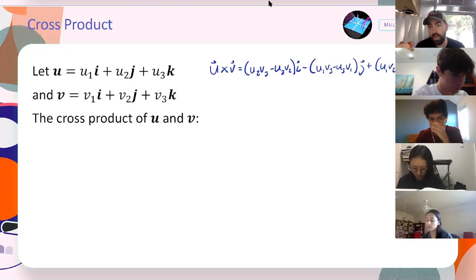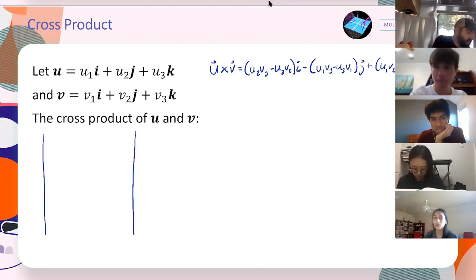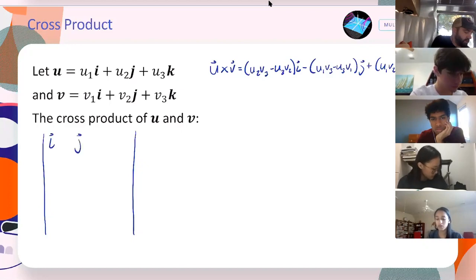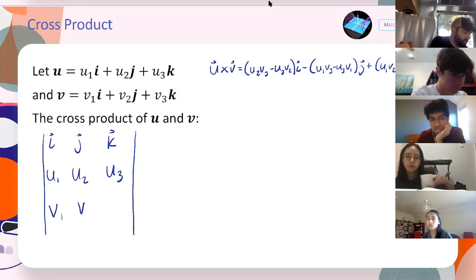In linear algebra, we do them a lot. And this course used to come after linear algebra, and then for some reason the school decided to switch them. But without going too much into it, basically what we're going to do is treat this as the determinant of a 3x3 matrix, where the first row is just i, j, k. The second row are the components of vector U, so U1, U2, U3. And then the next one is the components of V, so V1, V2, V3.